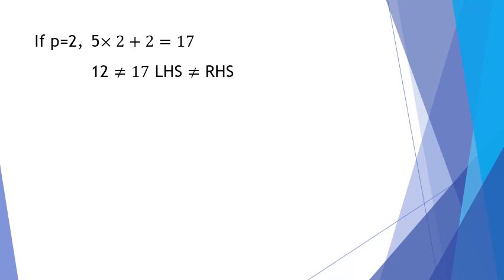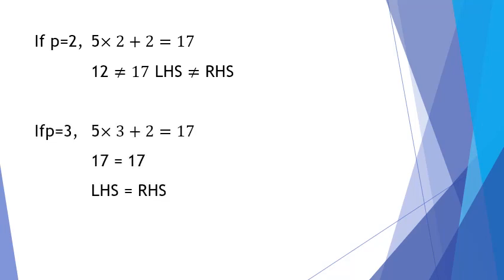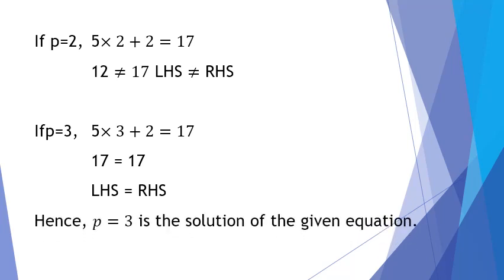So next we go with p equal to 3. So 5 into 3 plus 2 equal to 17. That is 15 plus 2 equal to 17. That means 17 equal to 17. LHS equal to RHS. Hence p equal to 3 is the solution of the given equation.